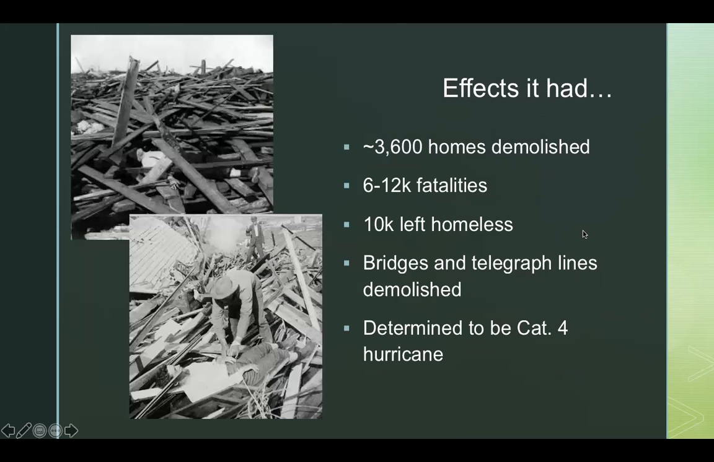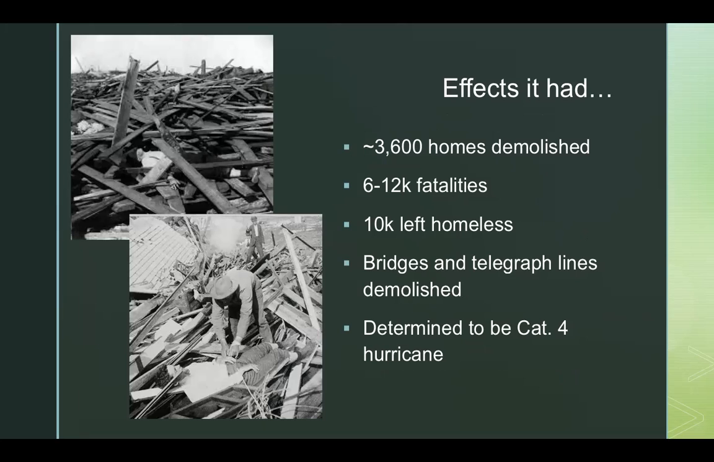Next slide is the effects that it had. These pictures are pretty disturbing. You can see men and women just stuck in between the wood and rubble, and this man seems to be dead in both pictures. 3,600 homes were demolished, and the town was just in shambles because winds were upwards of 145 miles per hour.